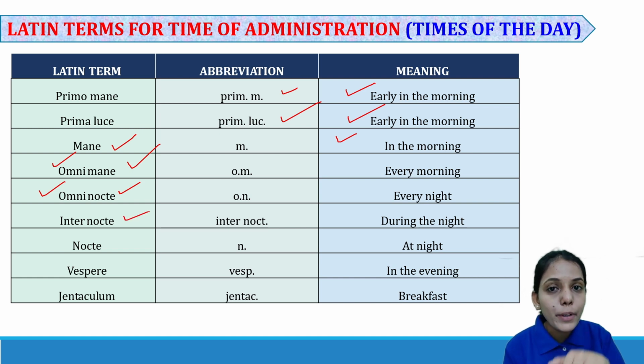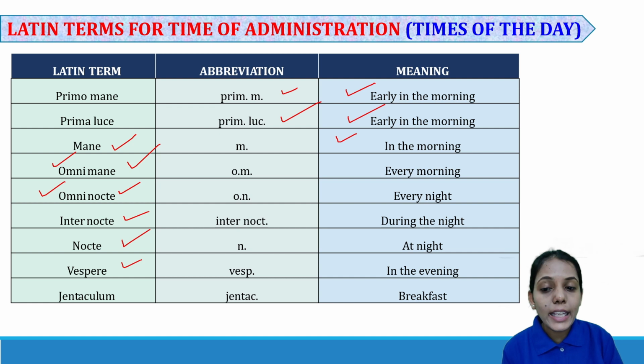Internocte, inter means between, so it means during the night. Nocte means at night. So if you know the meaning of this, omni means every, mane means morning, nocte means night, you can easily identify what the meaning will be.